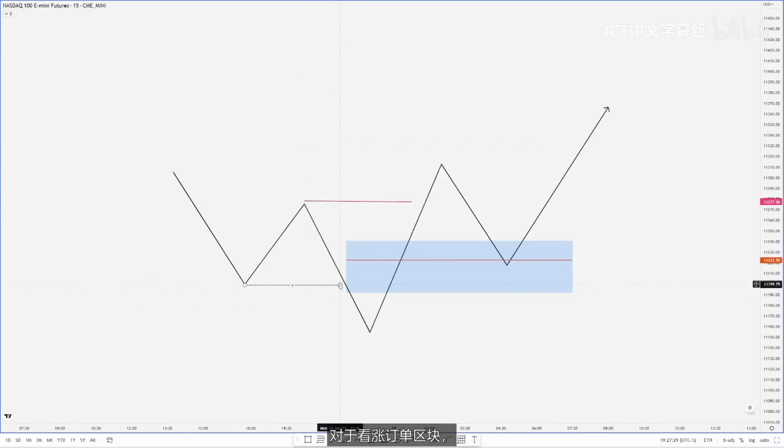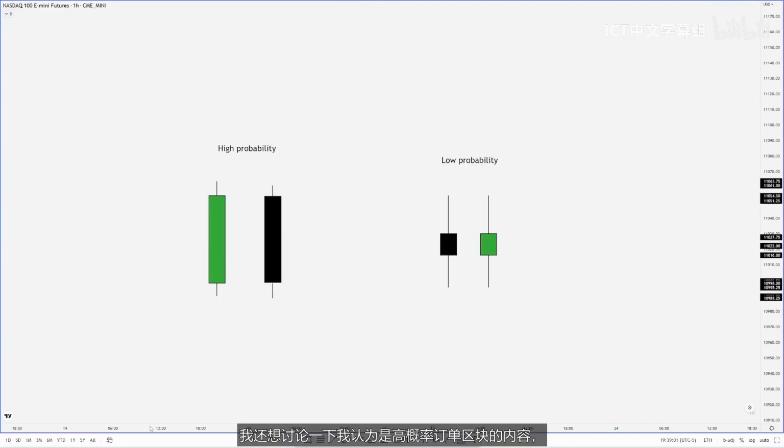Similarly, with the bullish order block, we want to see a sweep of sell side before breaking structure up, and then identifying the series or single down close candles before they move up, and that would be our bullish order block. I also want to discuss what I consider to be a high probability order block and a low probability order block and how I use each.